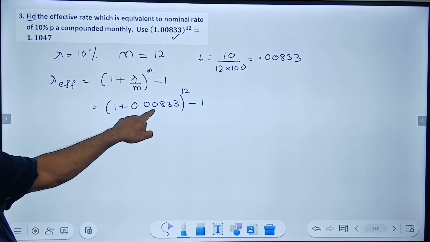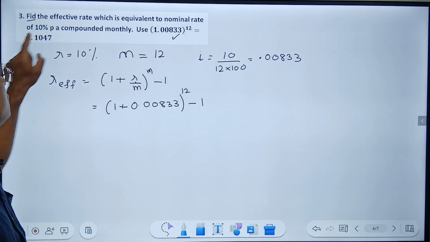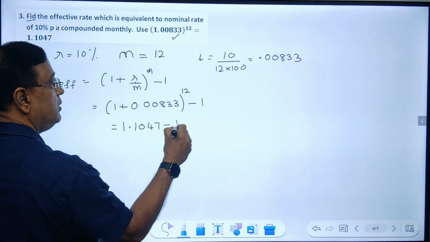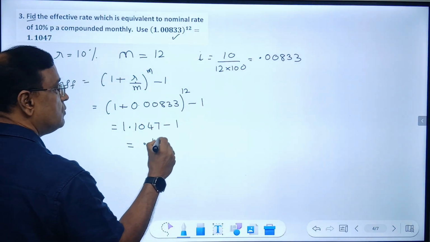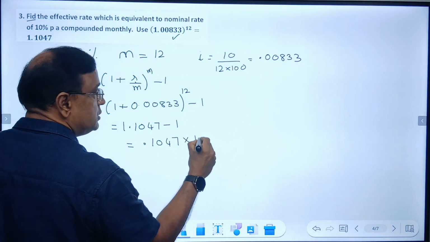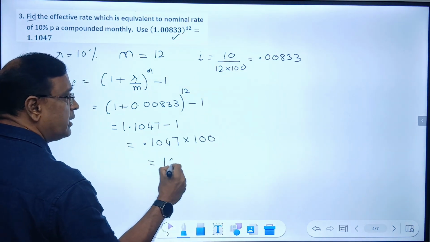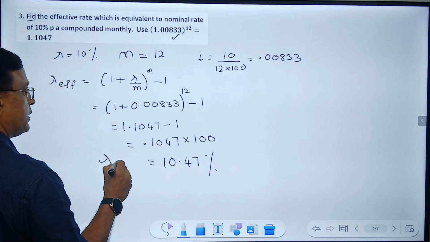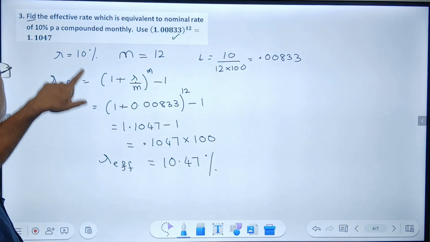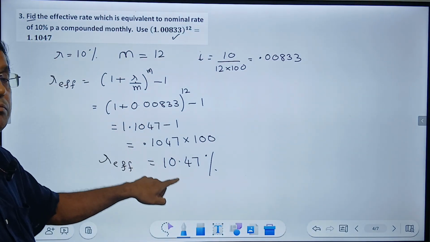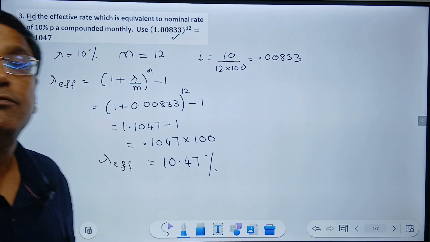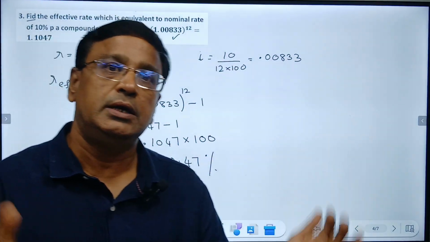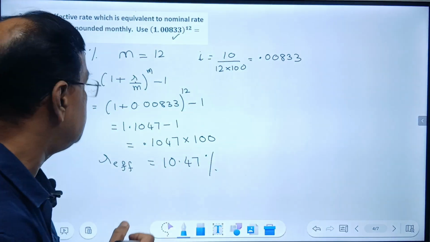So 1.00833, the value is known to me. It is 1.1047 minus 1, which is 0.1047. To convert it to percentage, you always multiply it by 100. So I get 10.47. So this is my R effective. Let us compare it with my actual. It is 10%. Here it is 10.47. It is almost 10.5%. You are paying 0.5% more. If the amount is big, it's a huge difference. I hope you understand that.